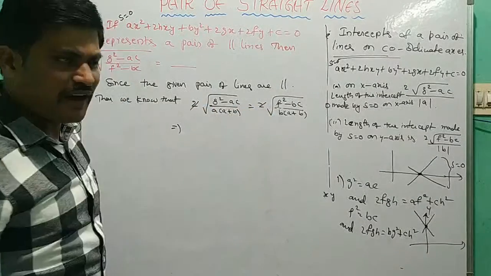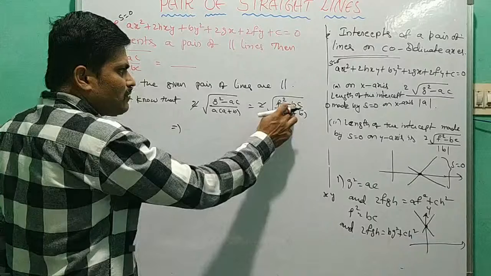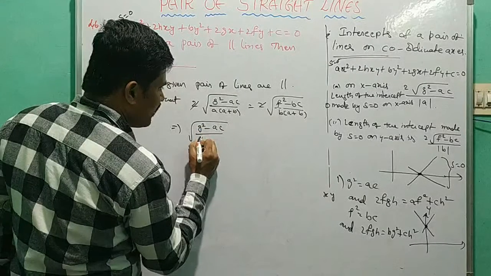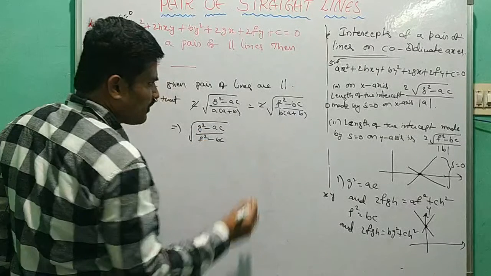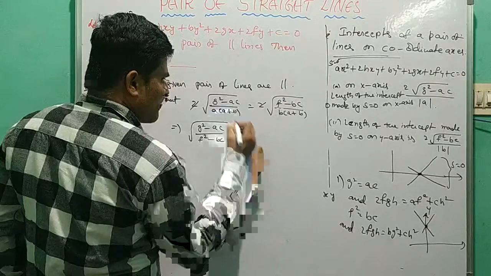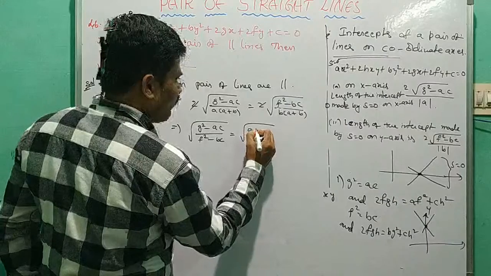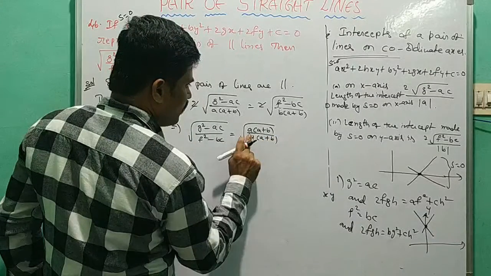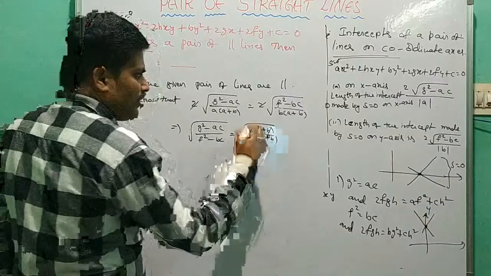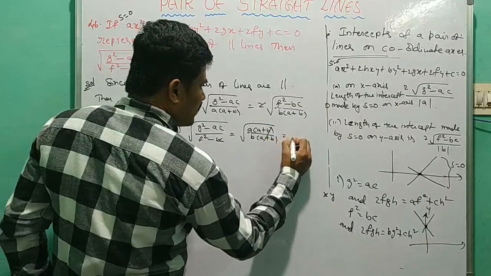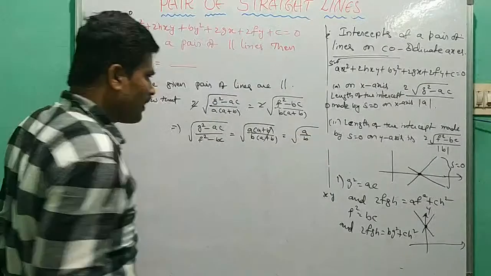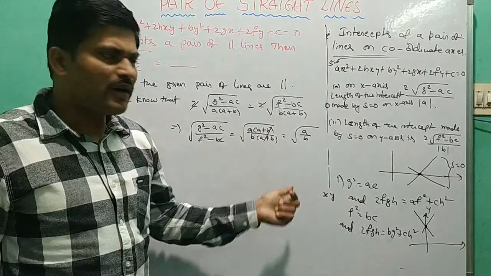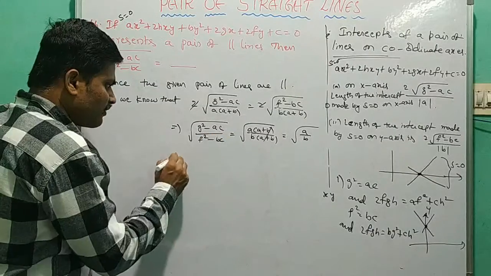both 2's are cancelled on both sides, and we write square root of g square minus ac by f square minus bc equals a into a plus b by b into a plus b. Now here, both numerator and denominator a plus b will be cancelled. Then the remaining value is square root of a by b. See the solution for this question: square root of g square minus ac by f square minus bc equals square root of a by b. This is the condition also.